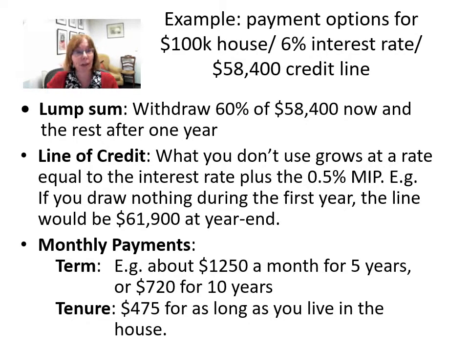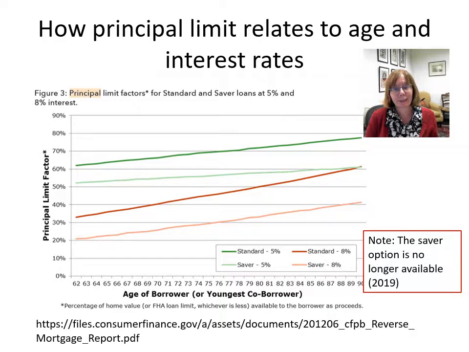Well, I can't resist the fun graphics. This one shows that the amount you can borrow against the house depends partly on interest rates. When interest rates are low, those are the green lines, you can borrow more against the value of the house than when interest rates are high, which are the red and the pink line. And as your age goes up, you can borrow more against the house as compared to when you were younger. That's shown by all of the lines sloping upwards.